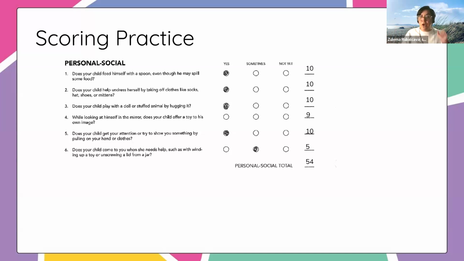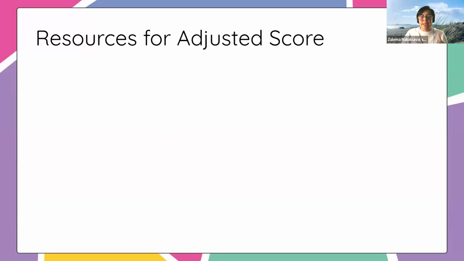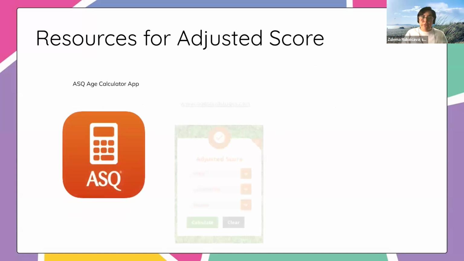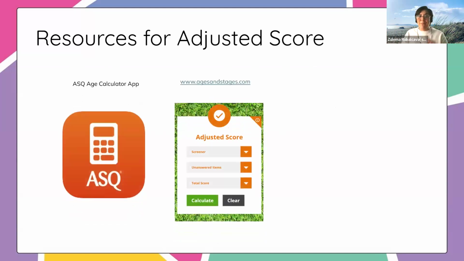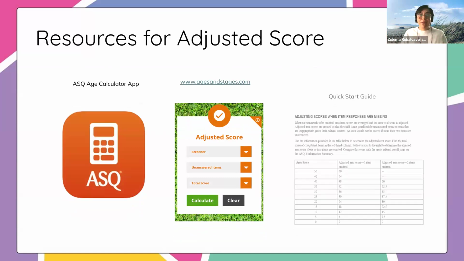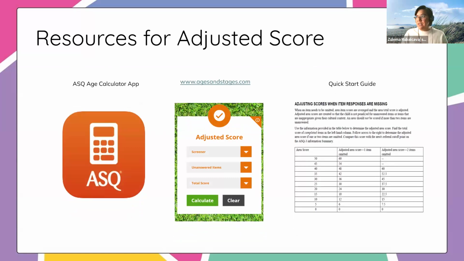Again, you don't have to always keep that formula in mind. If you download the app or if you use the age calculator, there's also an adjusted score calculator that does it for you. Also at the back of that quick start guide that I mentioned is this adjusting scores.